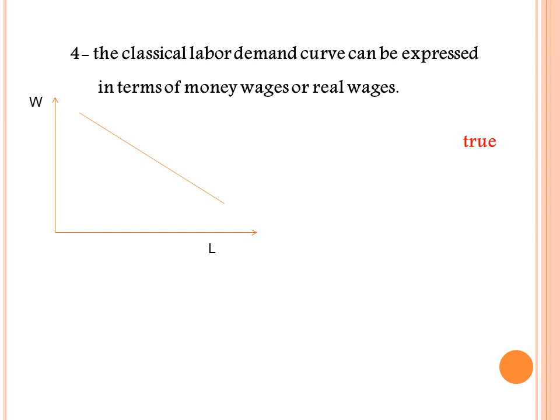So it could reflect the value of the marginal productivity of labor when the variable on the vertical axis represents the money wages, and the demand curve for labor would represent the marginal productivity of labor when the variable on the vertical axis represents, or reflects, the real wage rates.